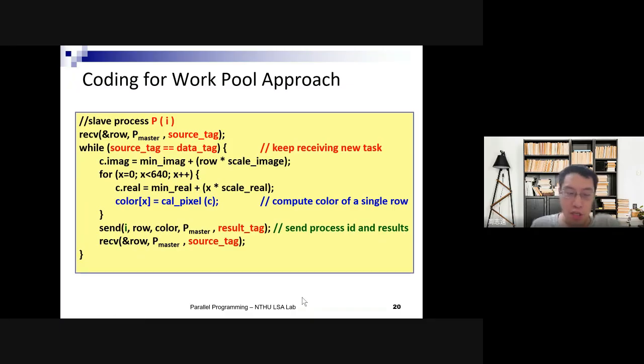Okay. All right. So this is a pseudo code for your reference. You can implement your homework based on this pseudo code, or you can just implement whatever you want as long as it's a correct way to do the dynamic scheduling.